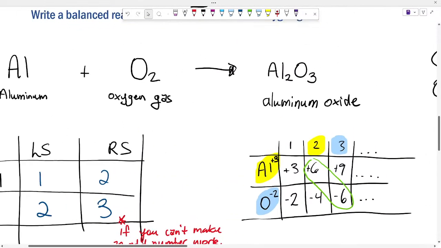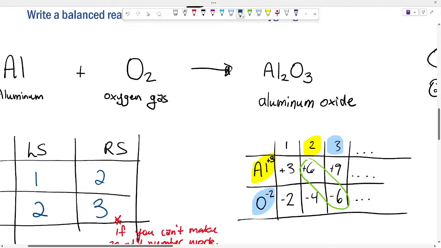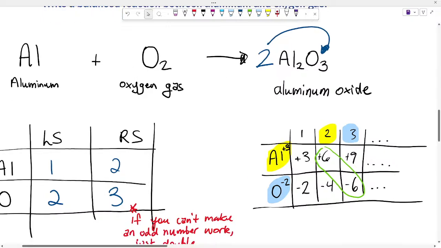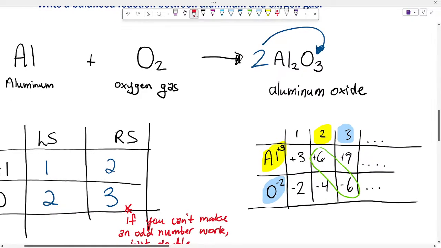So if you have an odd number screwing you up, just put a 2. But can I put the 2 here so it only affects the oxygen? Or is the only place I'm allowed to put numbers in front? So I have to put the 2 here. What's that going to do to my oxygens? How many do I have now? 2 groups of 3 is 6. Good. But what else does it change? The aluminum. 2 groups of 2 is 4.